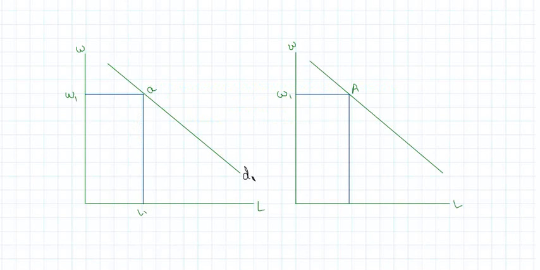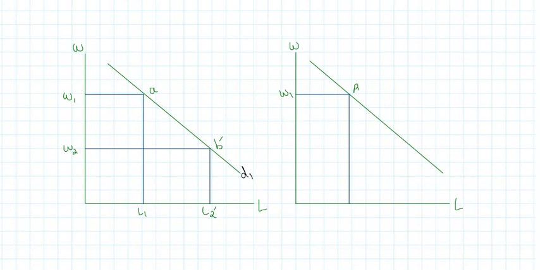Now suppose that the wage rate declines. What would happen? The immediate response of firms is to increase the demand for labor, and this should generally get reflected as a movement along the demand curve D1. So if wage rate is falling from W1 to W2, it should get reflected as a movement from A to B dash, which implies that at the reduced wage rate, the quantity demanded for labor should increase from L1 to L2 dash. But does that happen in reality?